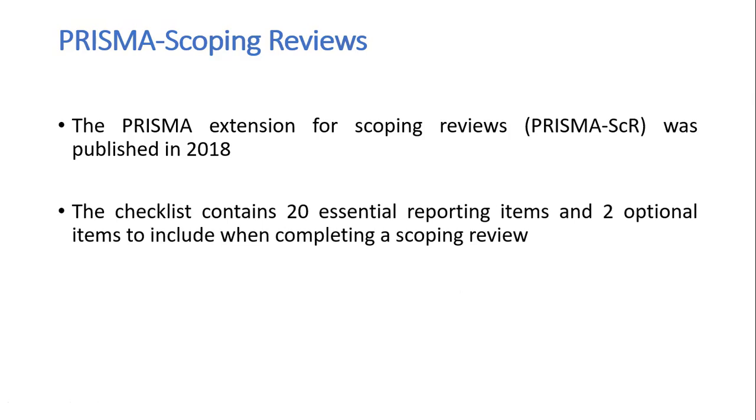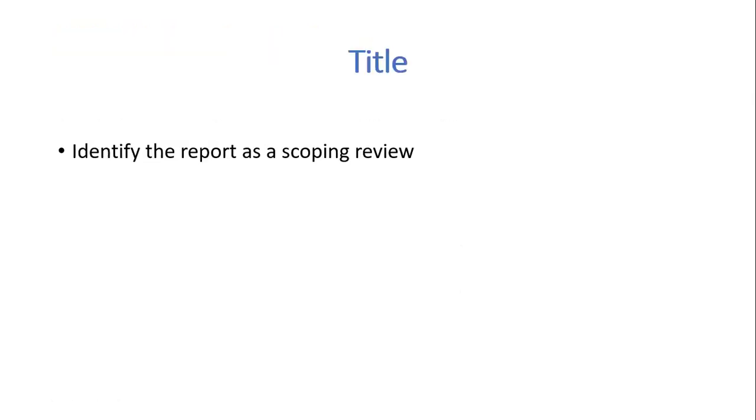So how to report the results, how to report scoping review results: PRISMA-ScR is there. This checklist contains 20 essential reporting items and two optional items to include when completing a scoping review. So what are these? As per PRISMA-ScR, your title should identify the report as a scoping review. For example, on an XYZ topic, you have planned a scoping review, such as: what is the incidence or prevalence of Alzheimer disease in South Asian populations?